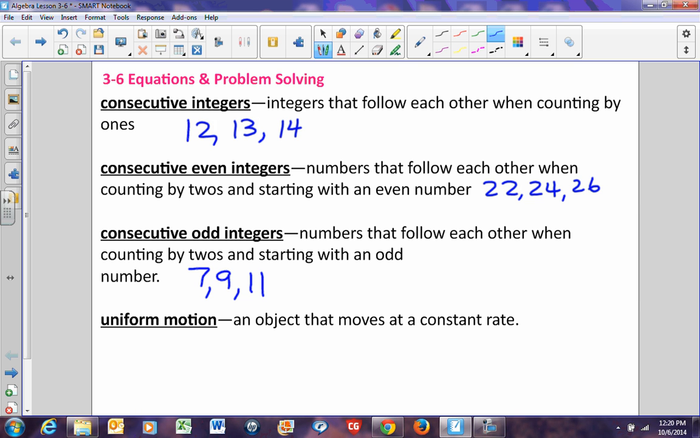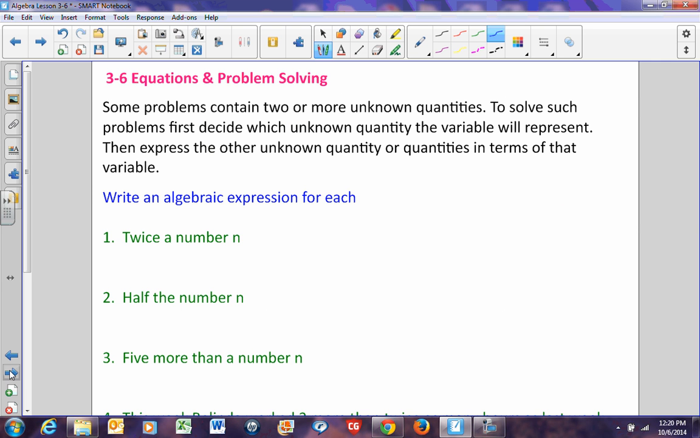Uniform motion is an object that moves at a constant rate. It's based on the formula that distance equals rate times time. And many of you have seen that in your science classes before, and I know we've dealt with it a little bit with math. We'll get into the more details of it when we get to some later example problems.